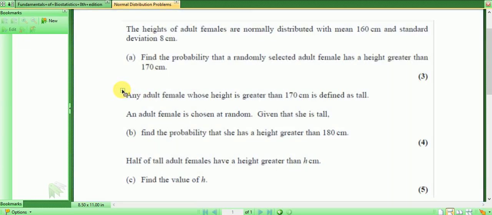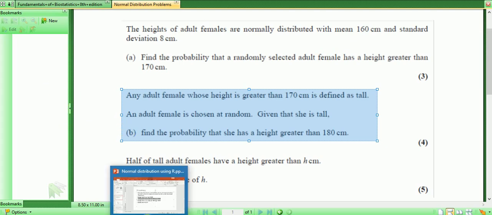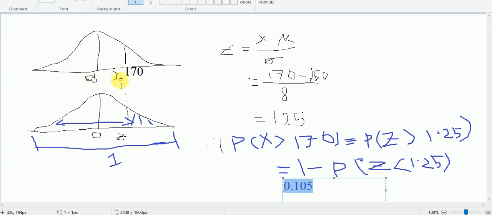Now for the second question I have this one. Any adult female whose height is greater than 170 is defined as tall. Now an adult female is chosen at random. Given that she is tall, find the probability that she has a height greater than 180. So here basically two conditions need to be satisfied. First, it is given that the height is greater than 170. What is the probability that the height will be greater than 180?